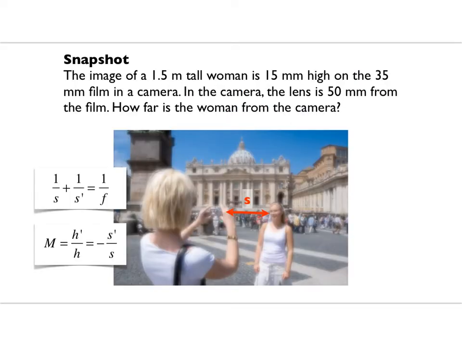Now let's take a look at a lens problem, but we're going to do it in the context of a camera. So suppose I have this situation. I have a 35mm film camera, and the image of a woman appears 15 millimeters high on the film. She is 1.5 meters tall. When the picture was taken, the lens was 50 millimeters from the film. And the question is this: how far is the woman from the camera? I want you to stop the video right here, and I want you to think, how do you set up this problem?